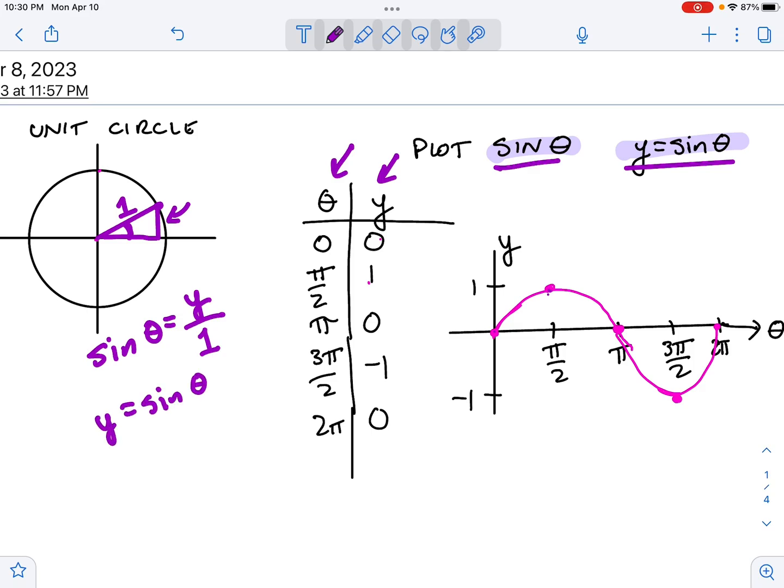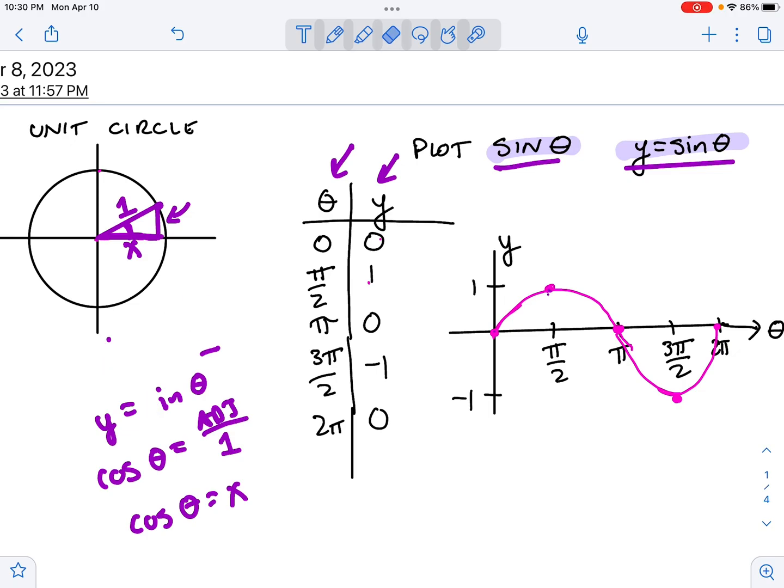So that's the y step. And then this component would be the adjacent. Cosine of theta is your adjacent over the hypotenuse, which is 1. And so cosine of theta would just be this x value, right? So just to review that.